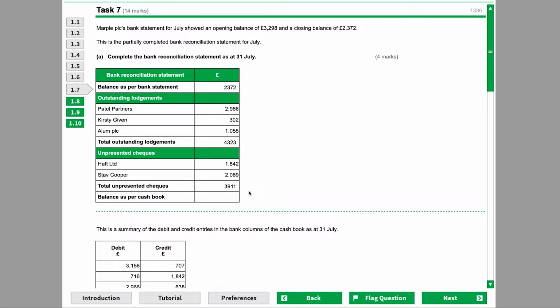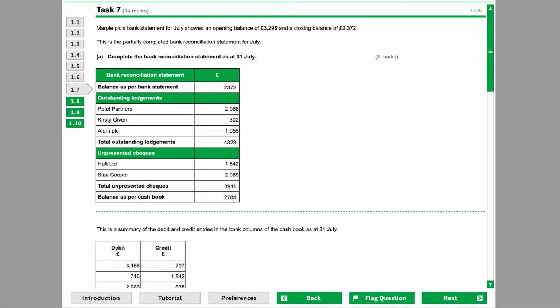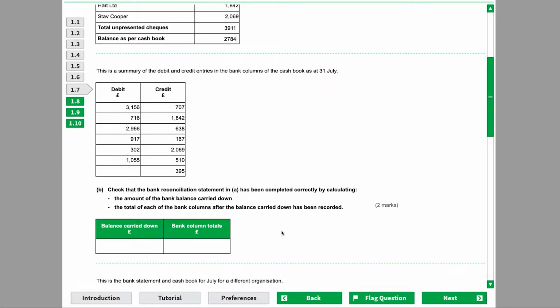Finally, to calculate the balance as per the cash book, all we need to do is take the balance on the bank statement, add on any outstanding lodgements, take off any unpresented checks, and that would give us our cash book balance. So it would therefore be 2,372 plus 4,323 minus 3,911 to give you a cash book balance of 2,784. Excellent.